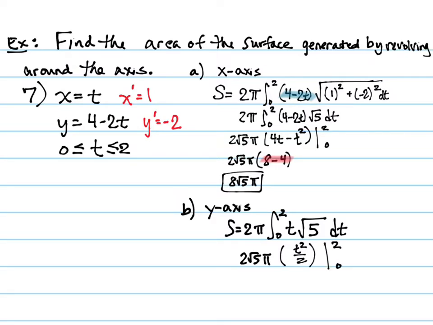And you can plug the 2 in if you wish, but you also could notice that the 2 here and the 2 here cancel. That would be fine. So I'll cancel mine, and now I have square root of 5 pi. And then I'm evaluating 2 squared. So I end up with 4 square root 5 pi. Okay. Not as bad as solids of revolution at all, right? Surfaces are much easier.